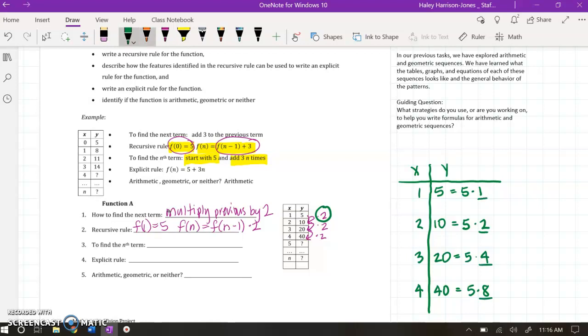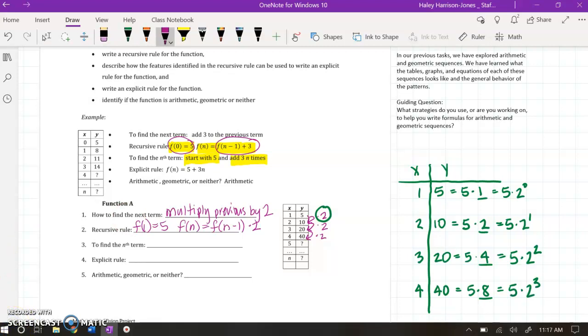So I'm going to try to rewrite 2, 4, and 8 in terms of 2. I'll do the same with 1. This is 5 times 2 to the 0 power. Any number to the 0 power is 1. This is 5 times 2 to the first power. 4 can be written as 2 squared. So this is 5 times 2 to the second power. And 8 can be written as 2 to the third power. So 40 is equal to 5 times 2 to the third power.